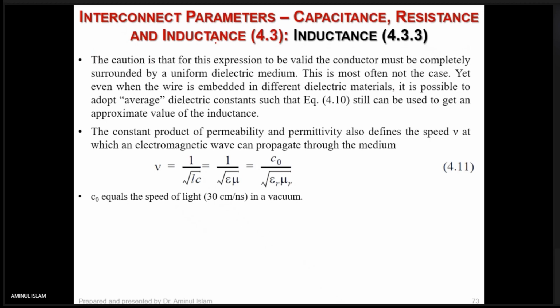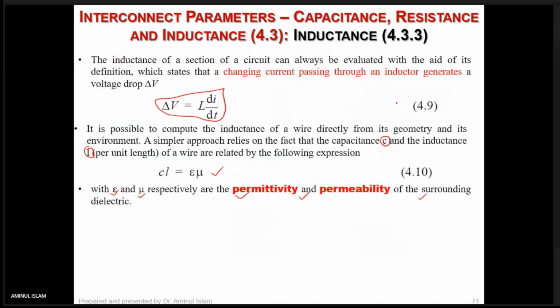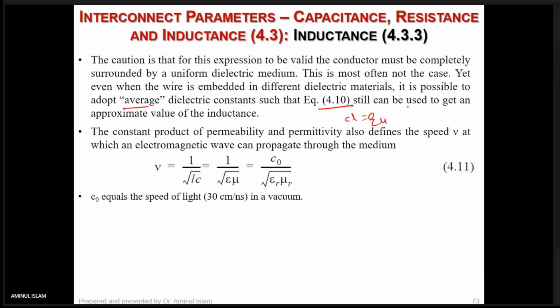The caution is that for this expression to be valid, the conductor must be completely surrounded by a uniform dielectric medium. This is most often not the case. Yet, even when the wire is embedded in different dielectric materials, it is possible to adapt average dielectric constants such that equation 4.10, CL equals epsilon mu, can still be used to get an approximate value of inductance.